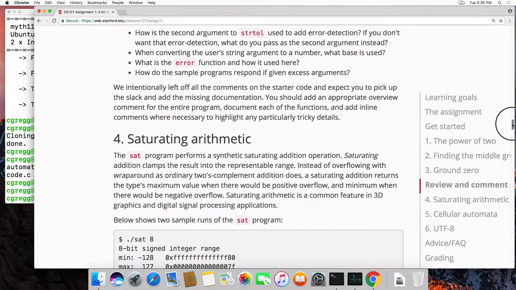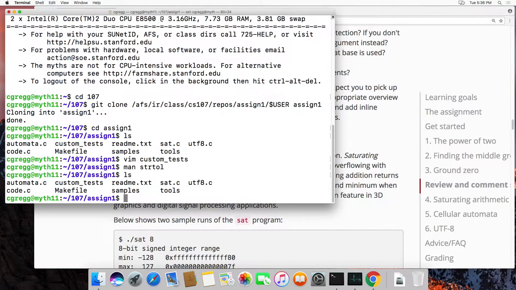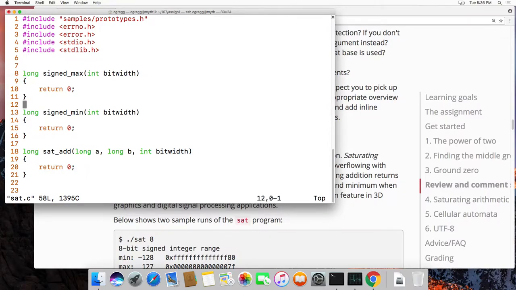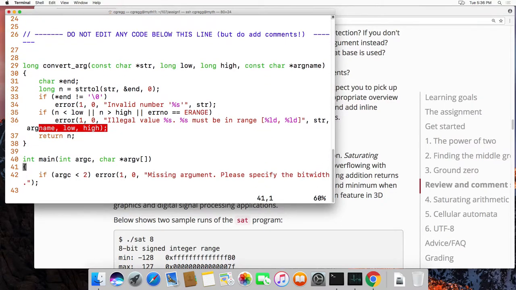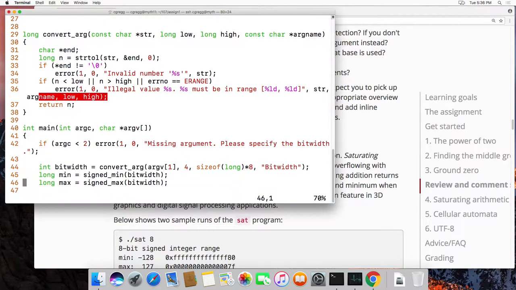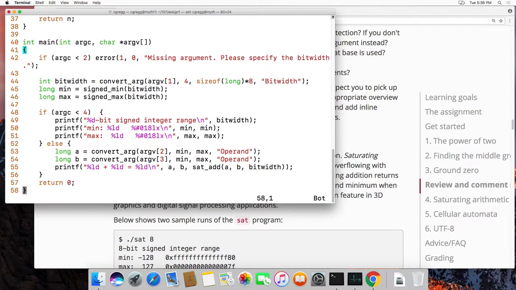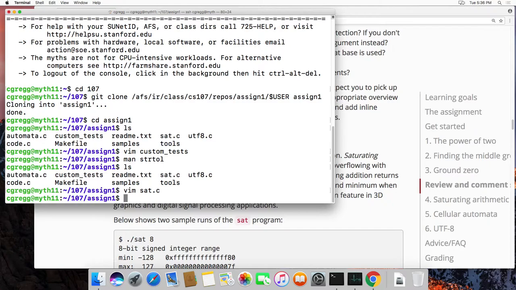Remember, you're commenting the starter code too, so you're going to have to at least know enough to figure out what's happening in the starter code. We can even take a look at that here. Let's look at the first one, saturating sat.c, and these are some of the functions you have to write. But remember, you're not going to edit this code, you're going to look at it, and there's the string to long. You're going to need to know that. Figure out what the error function does, and so forth. You're going to comment main, and you're going to put good comments in there. You don't have to write this, but you have to comment it.